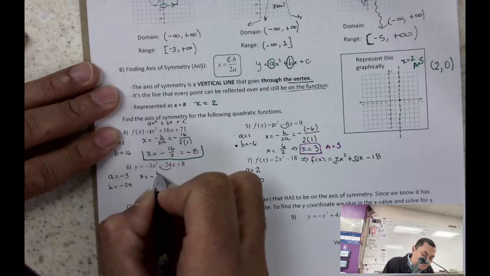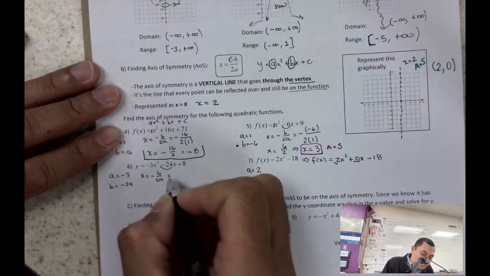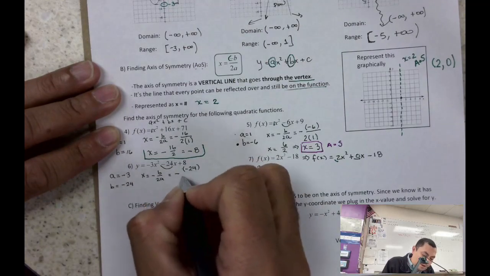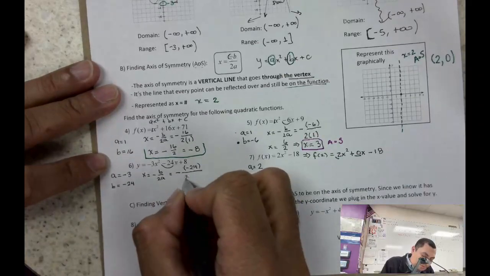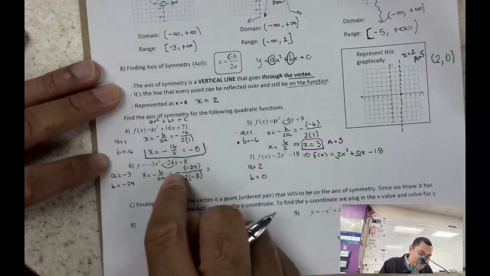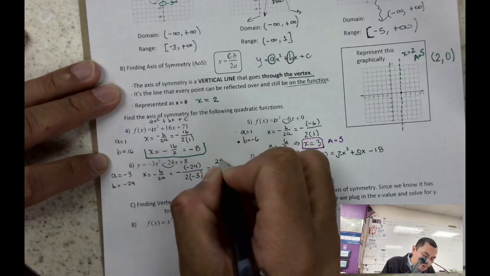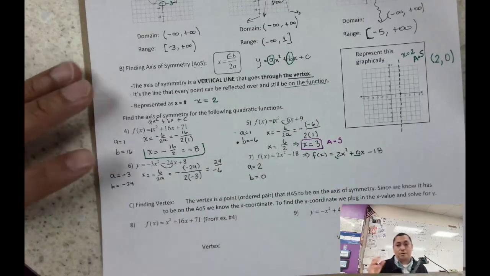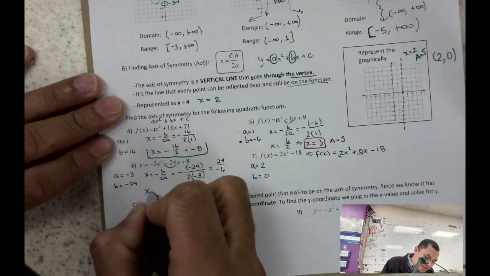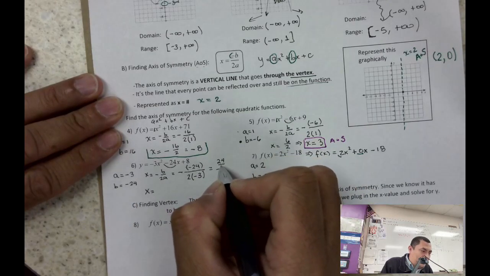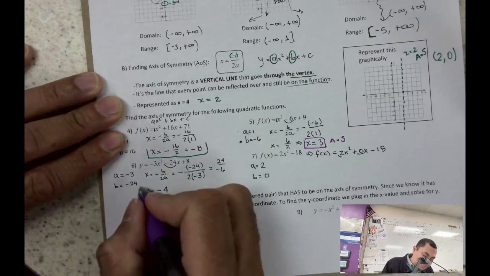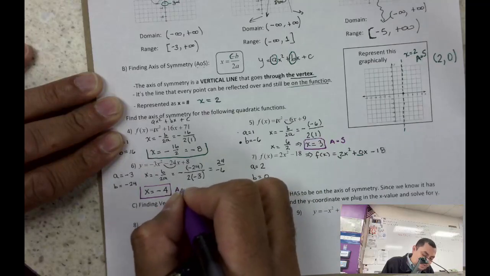X equals negative b over 2a. This is equal to negative 24 over 2 times negative 3. What is this one equal to? Negative and negative is positive, so you have 24 over negative 6. You're going to have a negative axis of symmetry. So x is equal to 24 divided by 6, which is negative 4, so negative 4. This is my axis of symmetry.